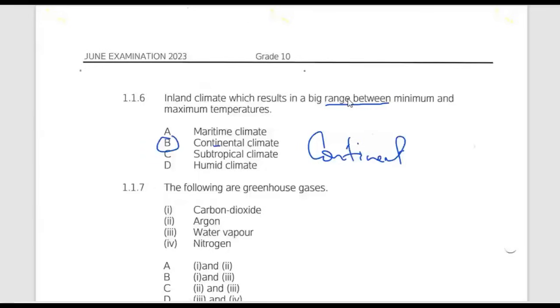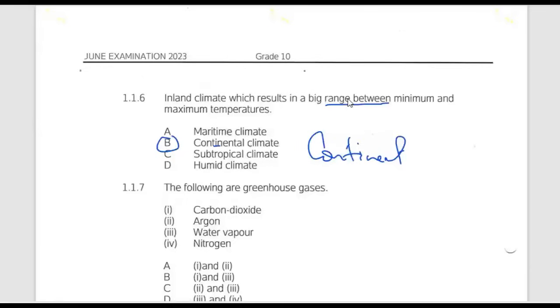Then the subtropical climate region, we know the subtropical, we are looking at the places which are closer to the equator, either 30 degrees south or 30 degrees north of the equator. Right, I will move on to the next question, which is number 7.